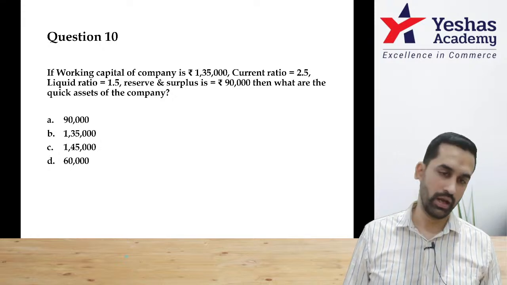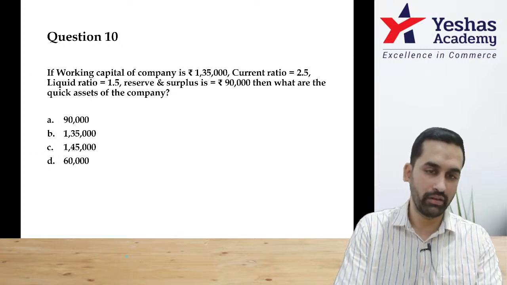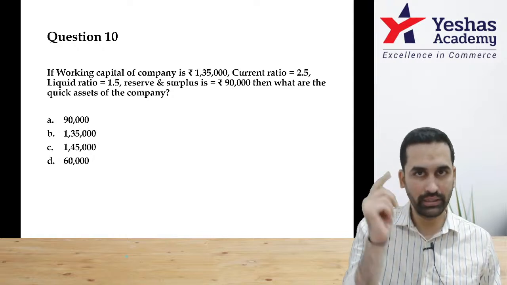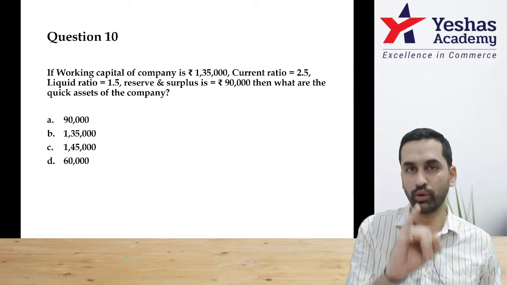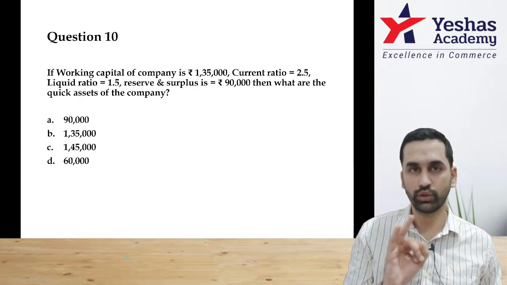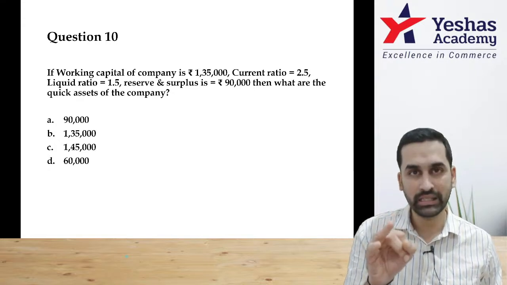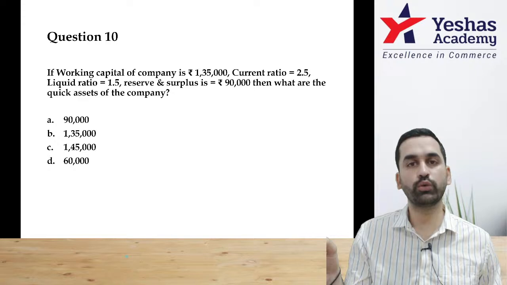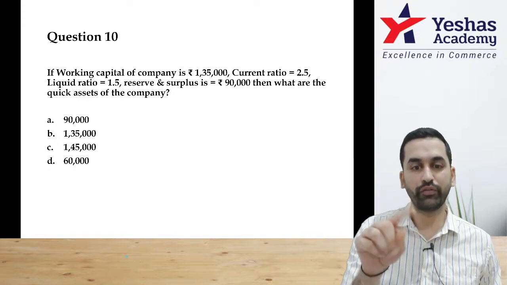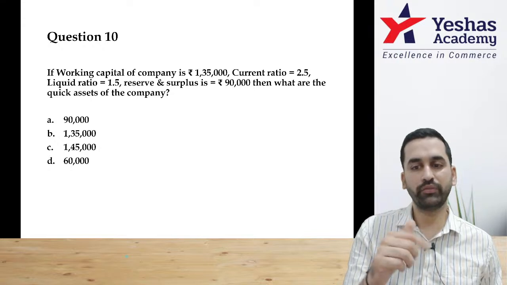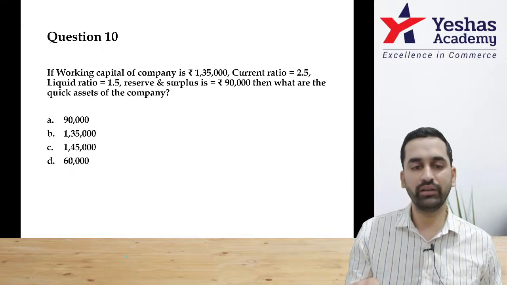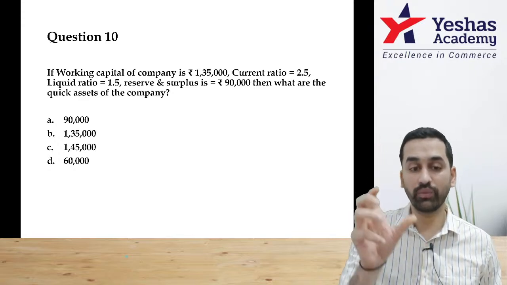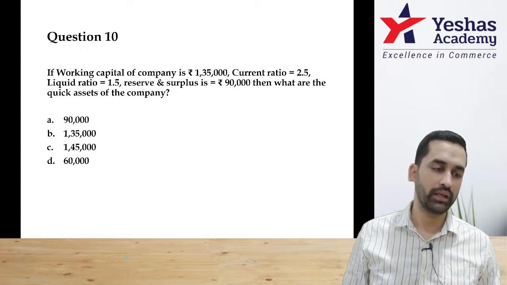Yes, I want you to try. I will wait. For those who are finding it difficult, I am repeating. This is the hint. You have working capital amount with you. You have current ratio 2.5 is to 1. Therefore, let current liability be X. Then current asset will be 2.5X. So 2.5X minus X should be equal to 1,35,000. From there, you can find out the value of X, that is current liability. Then 2.5 times is current asset. And then you have liquid ratio, 1.5 should be equal to numerator current asset minus stock, which is quick asset, divided by current liability.